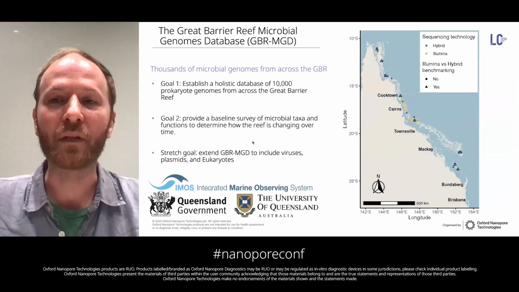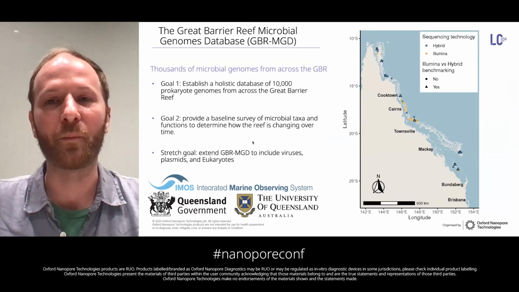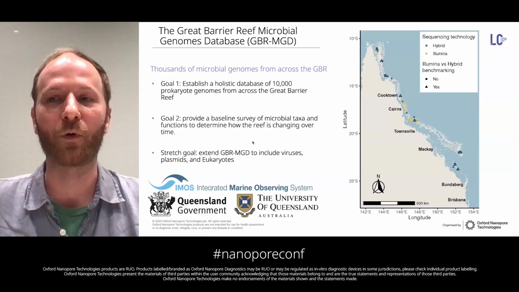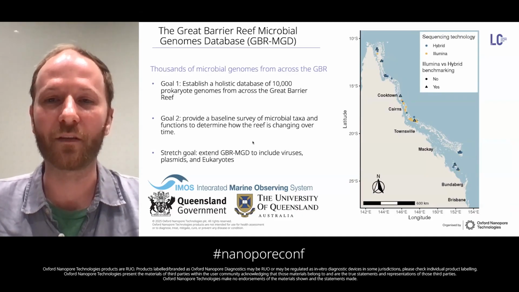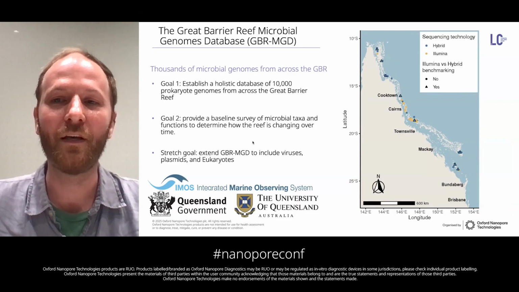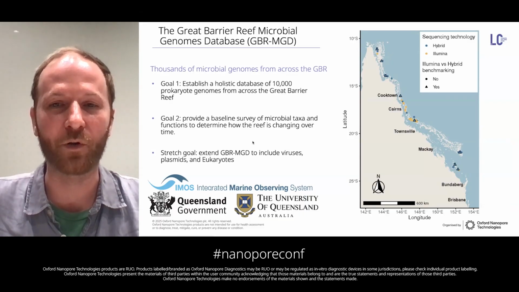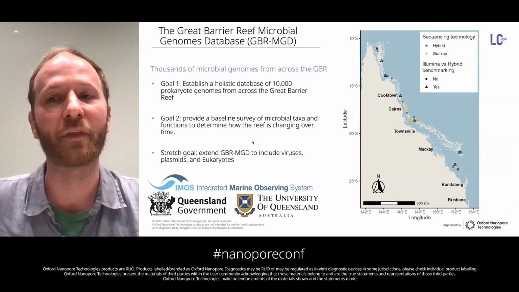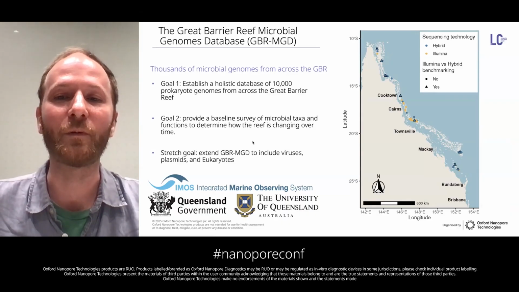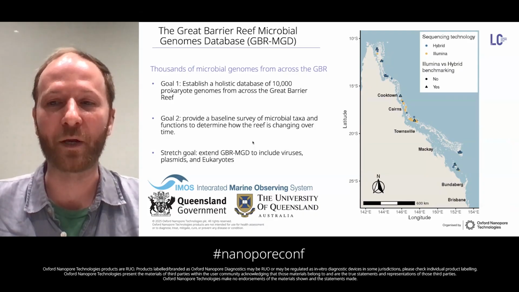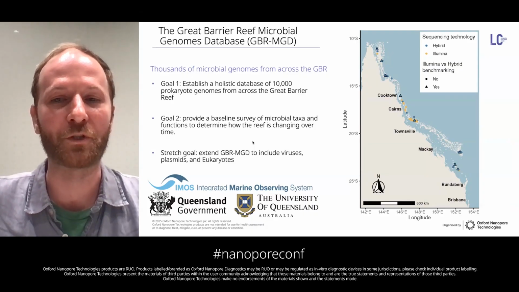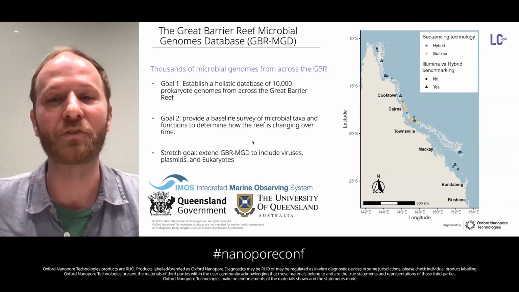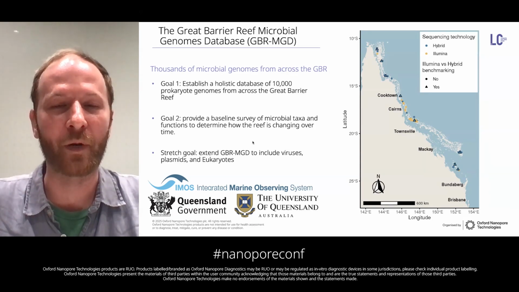To make the database, we linked up with AIMS's long-term monitoring program, or LTMP, to collect reef seawater from across the Great Barrier Reef. The LTMP is the perfect partner to work with because they've been collecting time series data across the Great Barrier Reef for decades, things like nutrients, temperature, coral cover, for ages. So our original goal was to generate 10,000 microbial genomes that could serve as a baseline for future change. In the same way that we survey coral reefs to know how the reef is changing over time, we want to be able to do this for microbes as well.